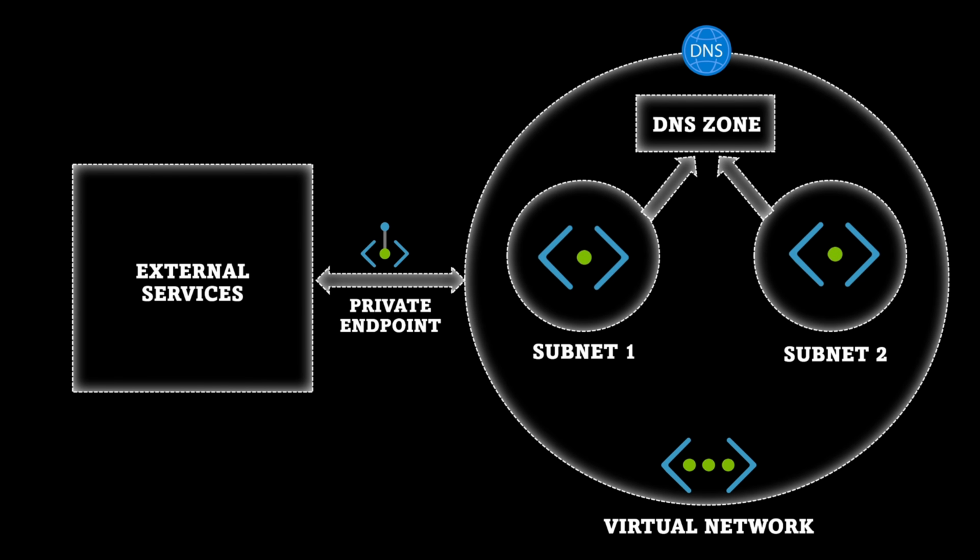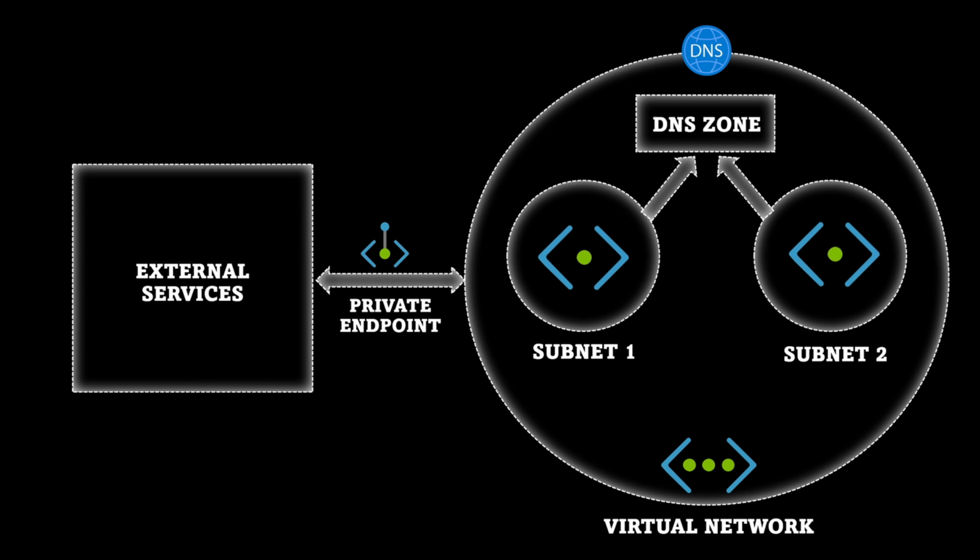Okay, so to summarize these four concepts with our analogy, virtual network is similar to the IT company premises. Subnets are the individual buildings inside the company. Private DNS zone is the receptionist who tells you the exact location of the private path and the security requirements.